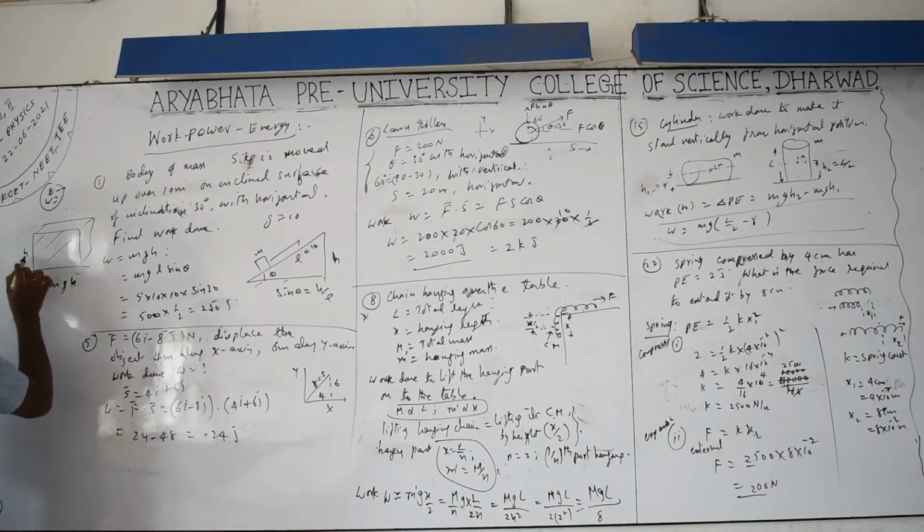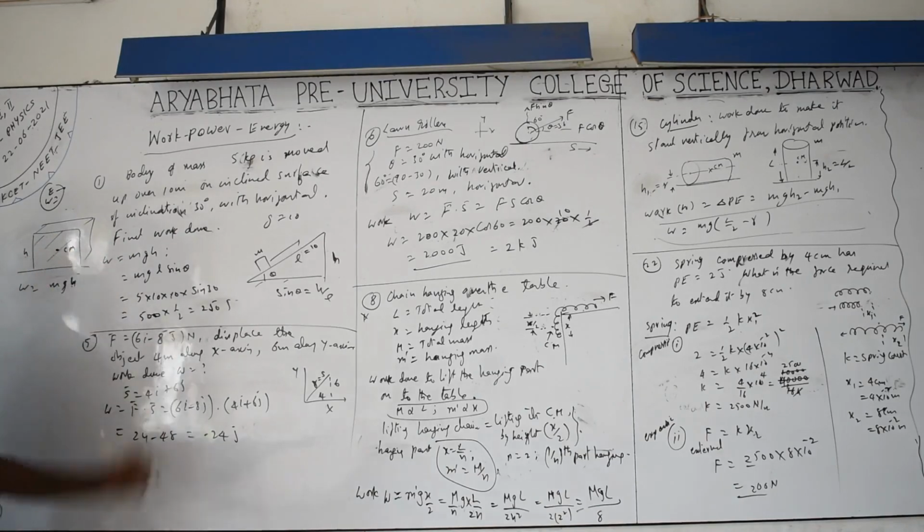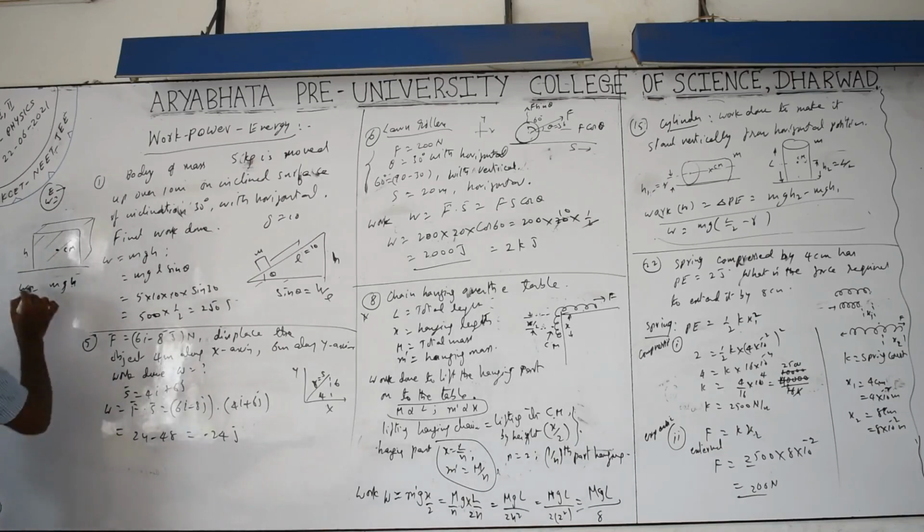What height you have to take? The total height is h, but don't take this h here, the center of mass will be at half only. So the work done to fill up the tank of height h is equal to the mass of the water into g into h by 2. You have to take h by 2, don't take the total height.